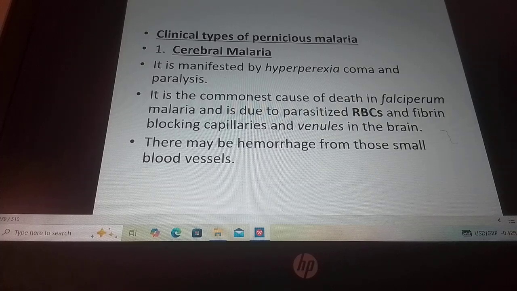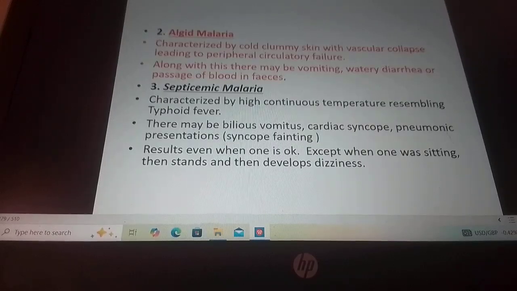So that is it. The clinical types of pernicious malaria include cerebral malaria, and this one we said is manifested by hyperpyrexia, coma, and sometimes paralysis. It is the commonest cause of death in P. falciparum, and is due to parasitized red blood cells and fibrin blocking capillaries and venules in the brain. So there may be hemorrhage from those small blood vessels.